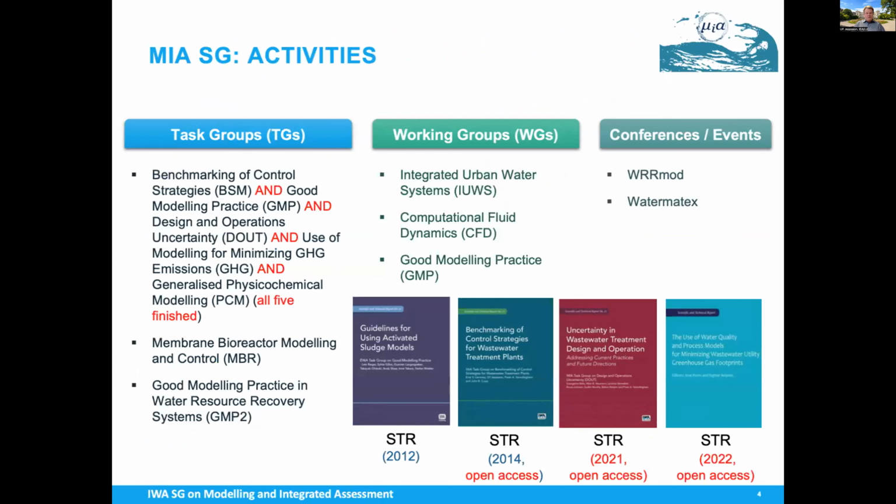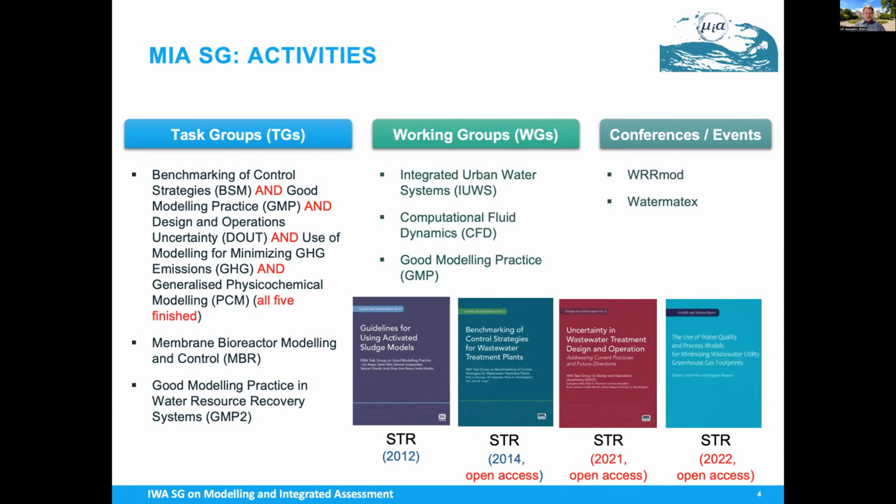One of the most important ways that we work is through task groups. And task groups, that is a small size group of experts that are focusing on a specific topic for a few years, and then normally producing an IWA scientific and technical report at the end of the work. And as you can see in the list here, we have had a number of task groups, and 3 of them have actually finished very recently, within the last year, 1.5 years.